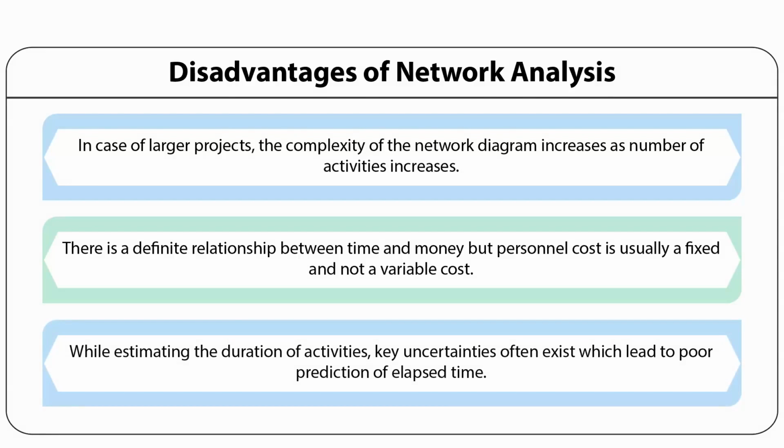And lastly, while estimating the duration of activities, key uncertainties often exist, which lead to poor prediction of elapsed time. This is one of the major drawbacks of network analysis. Many times when the projects are planned and these are of longer duration, this problem might come. This may be due to the fact that some of the equipment which has already been ordered may not be received on time, or many times when the government brings in certain changes or some policy decisions are changed at a very high level, this may lead to complexities.